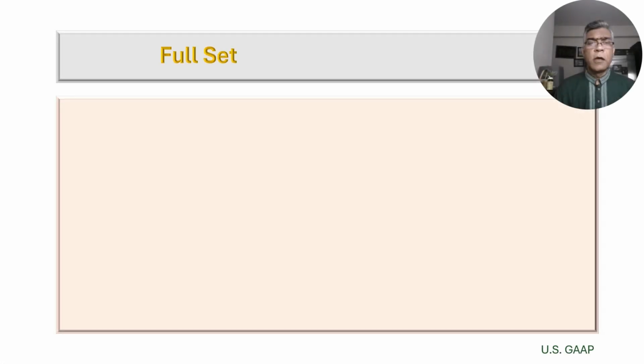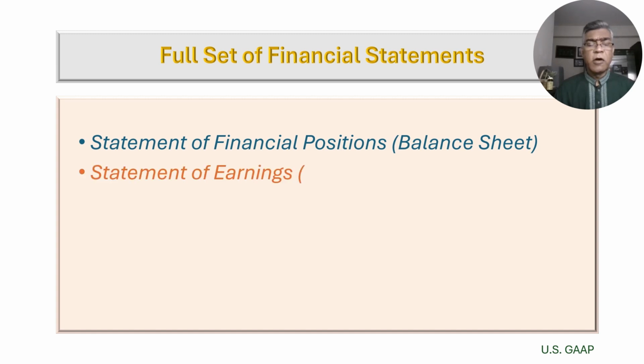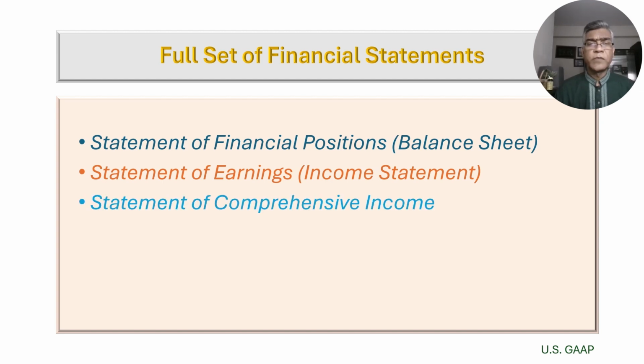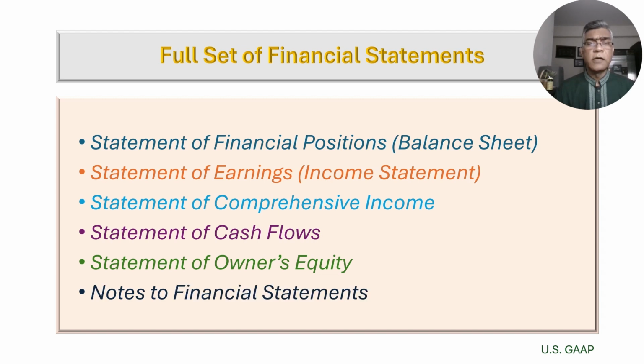Under US GAAP, companies prepare a complete set of financial statements. A statement of financial position means balance sheet. A statement of earnings means income statement. A statement of comprehensive income. A statement of cash flows. A statement of owner's equity, and notes to financial statements. Each one answers a different question, but together they tell one complete story.